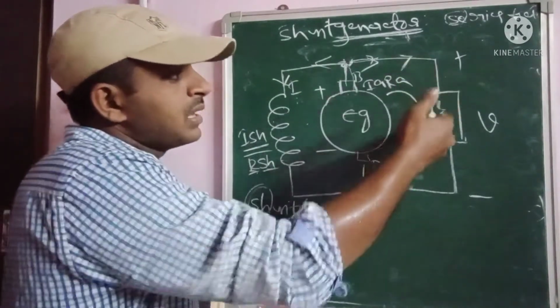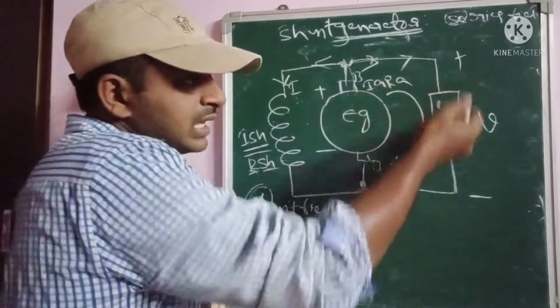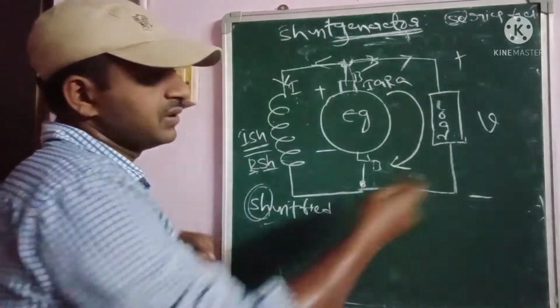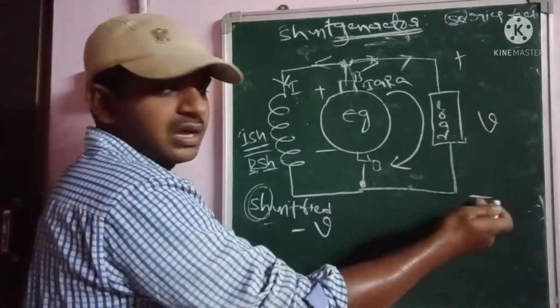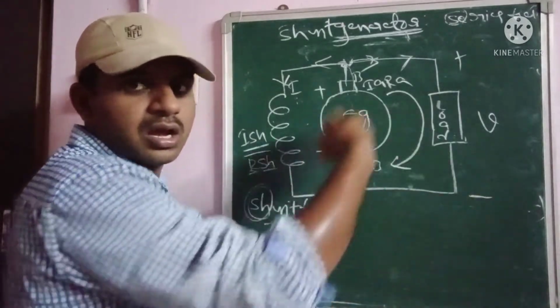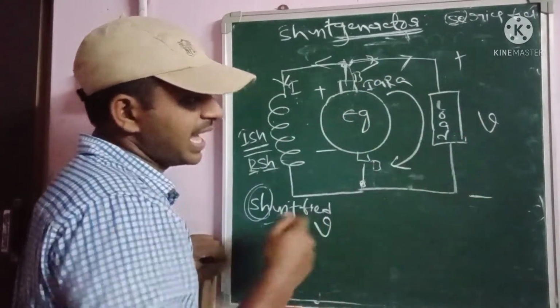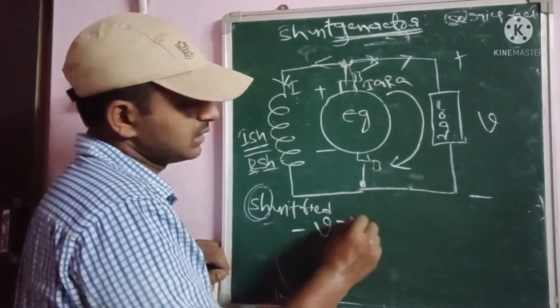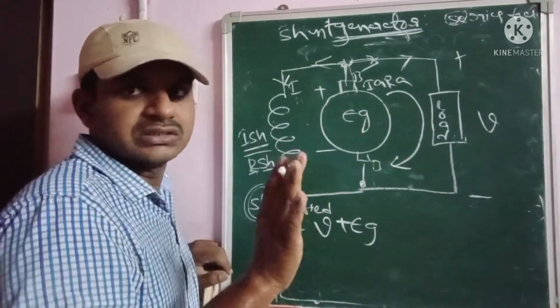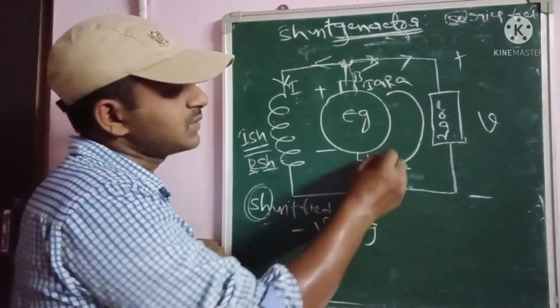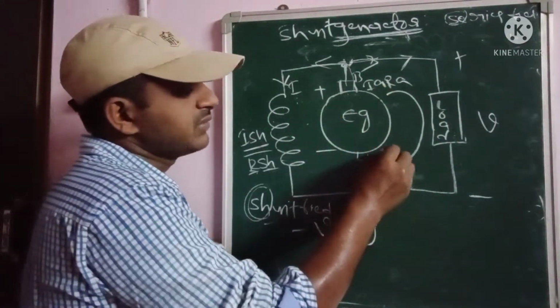Okay, so applying KVL here, we can write the equation of the generated EMF. Starting from this instant, the equation is given as minus V, plus Eg. This is the battery, so the battery indication doesn't change. Plus Eg, and as well as here the armature is there.